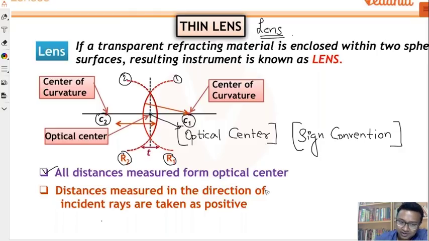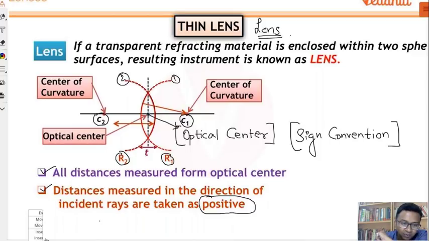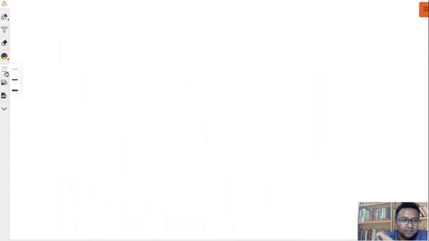Now, distances measured in the direction of incident rays are always taken as positive. Remember this particular point. Distances measured in the direction of incident rays are taken as positive. Clear? Now let me explain this to you a little bit before we go ahead.